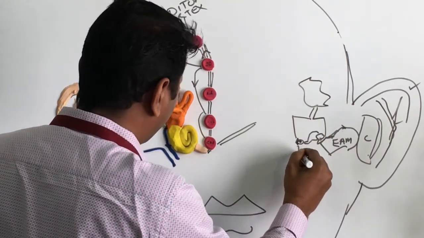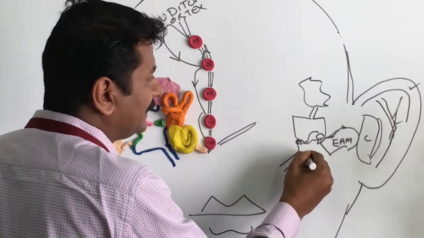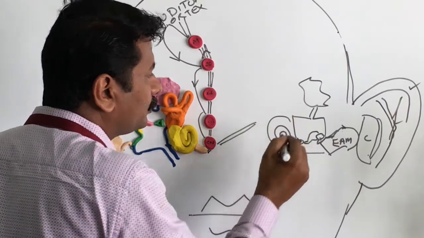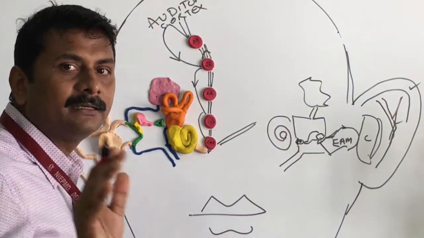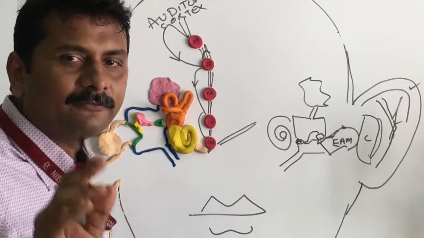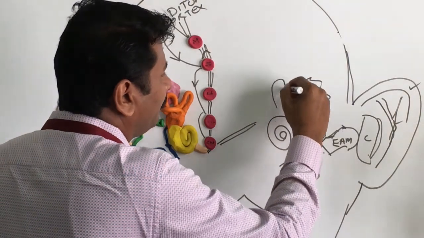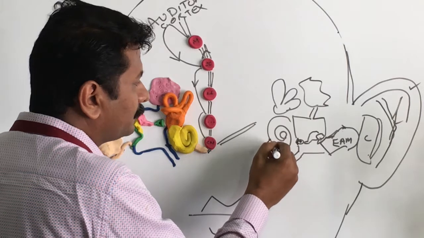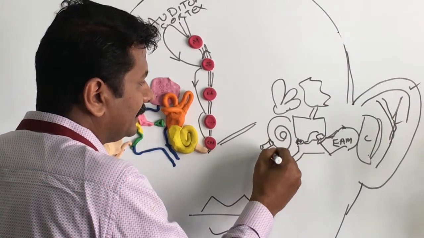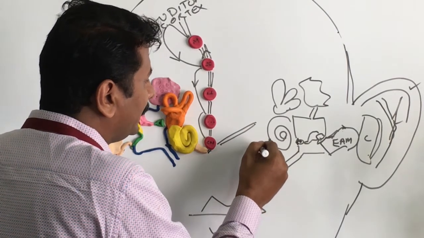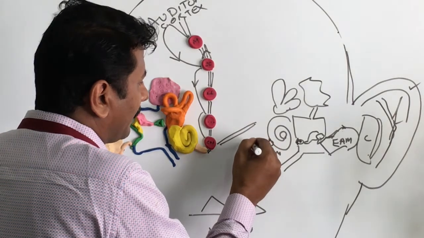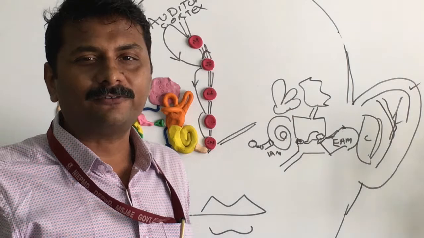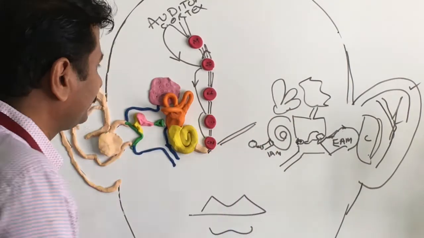The eustachian tube comes to the nasopharynx. Then we have this cochlea, which is a 2 3/4 turn mechanism and a part of the inner ear. And we have the vestibular system as well here. From here comes out the internal auditory meatus, which ends up at the cochlear nucleus, which is in the location of the medulla and the pons.